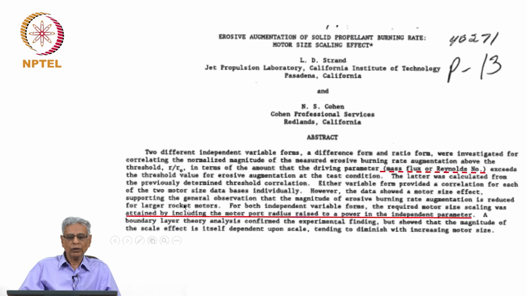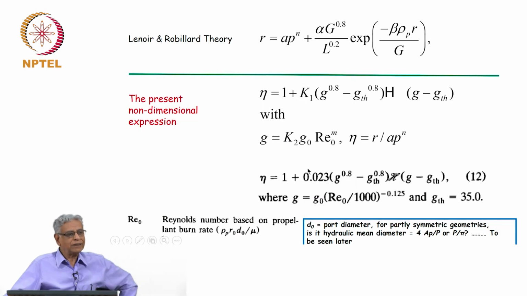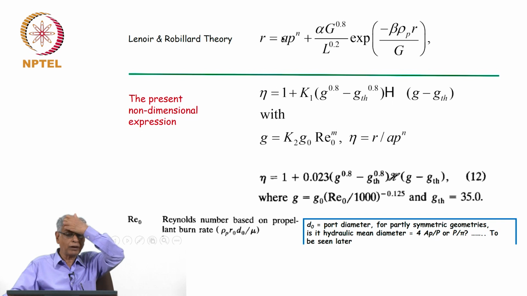Now, I will make a point here about the recent work of Strand and Cohen, more recent work shall we say, which said that for both independent forms the required motor size scaling was attained by including the motor port radius raised to a power as an independent parameter. It is a free playground for people to increase the number of constants, increase the number of parameters. Now I will show you the results from the Lenoir and Robillard theory, which was there for a long time. It is accepted also by a large number of people.